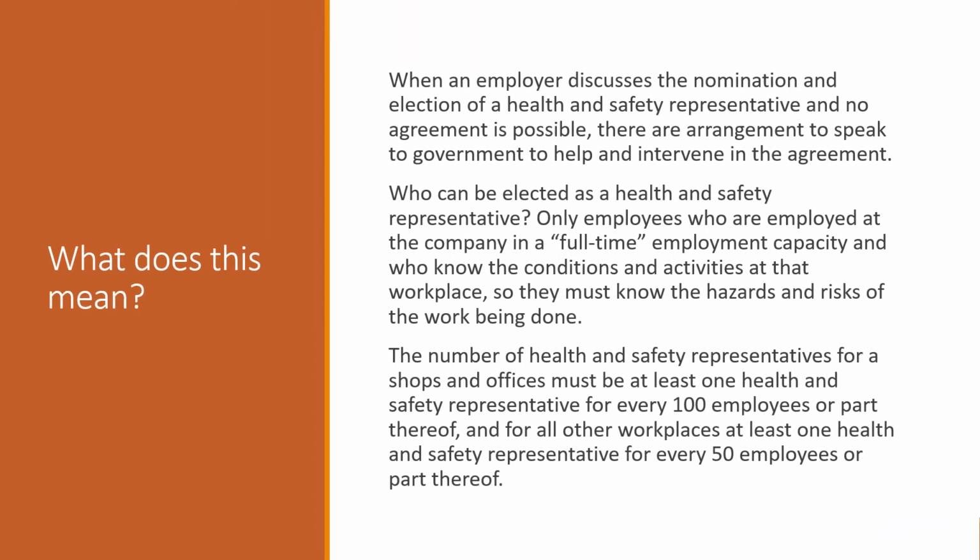When an employer discusses the nomination and election of a health and safety rep and no agreement is possible, there are arrangements to speak to government to help and intervene in the agreement. Who can be elected as a health and safety representative? Only employees who are employed at the company in a full-time capacity and who know the conditions and activities at that workplace. So they must know the hazards and risks of the work being done.